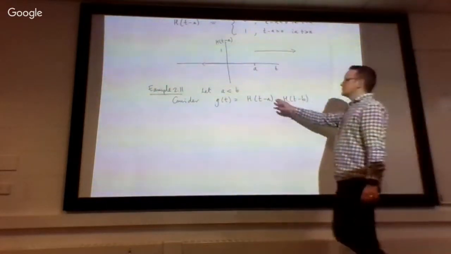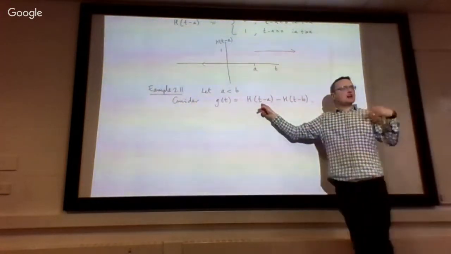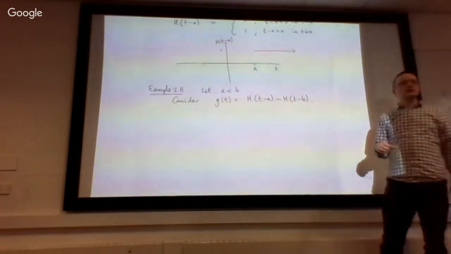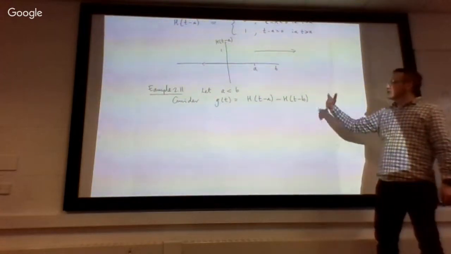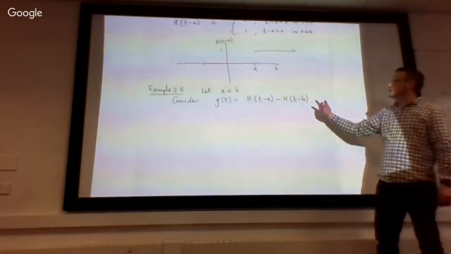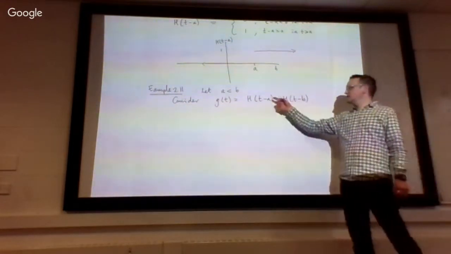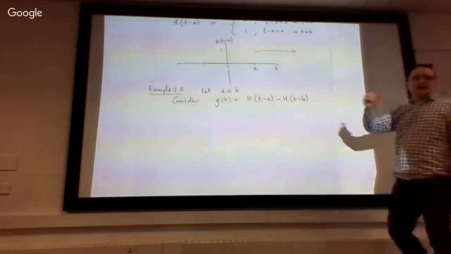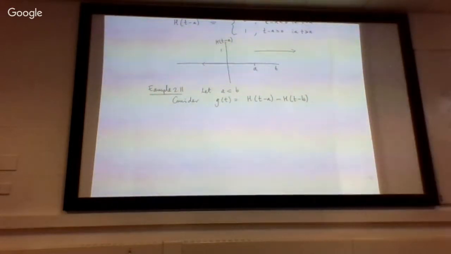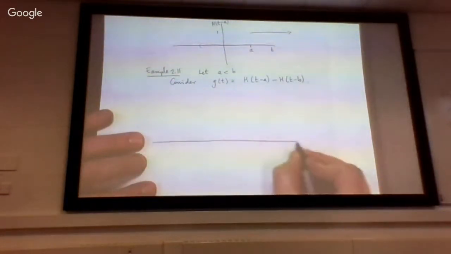Well, what possible values could g take? Each of these bits, at any particular time, is either going to be 0 or 1. So the range of values that g could take would be maybe 0, 1, or maybe minus 1, because these bits are only 0 and 1. If you're looking at the difference between them, it's either going to be 0, 1, or minus 1. But let's think about it carefully and see what happens. The easiest way to think about it is by drawing a graph.